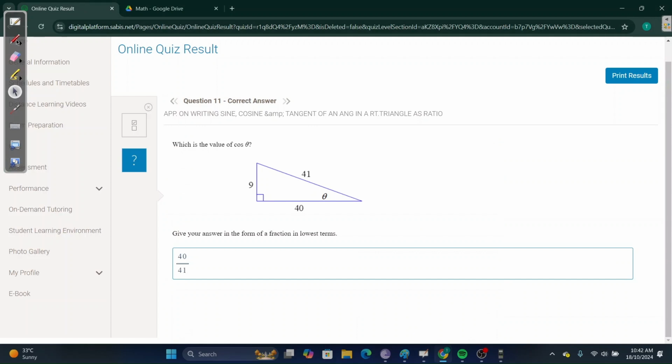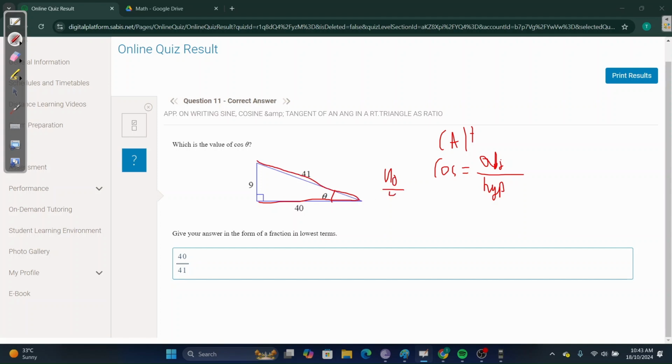Okay. So cosine theta, again SOHCAHTOA. So cosine is the CAH part, so I'll just write it down. So adjacent, so cosine equals adjacent over hypotenuse. Okay, so the adjacent of theta is this line 40, and our hypotenuse is the longest side, which is 41. So this is our final answer. You can't simplify this any further. So it's 40 over 41.